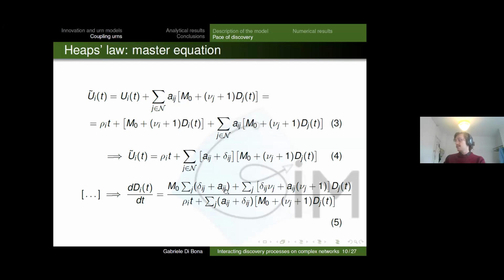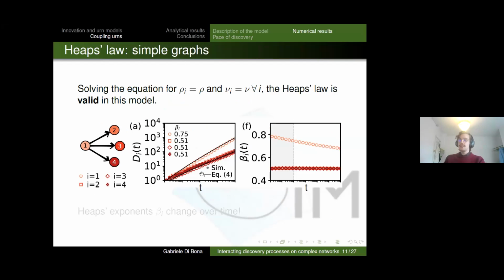You can see that this is a system of equations, and it's nonlinear and coupled together through these coefficients that come from the adjacency matrix of the graph. For now, like this, we cannot actually solve it. So in the first moment of our research, we just did a numerical solution of these equations using numerical methods, and of course we simulated the model with the urn with Python.